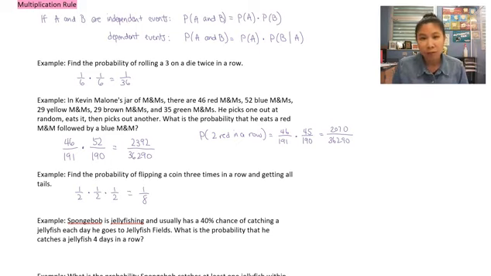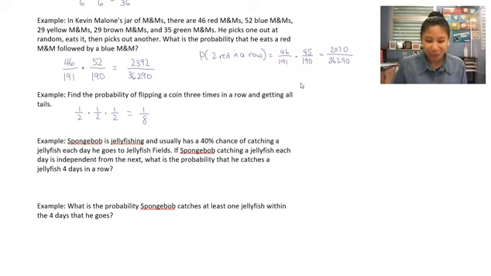Cool. Fun fact, the probability of flipping a coin 3 times and landing on anything is still 1/8. Like heads, heads, tails is still 1/8. Tails, tails, heads is still 1/8. Heads, heads, heads is still 1/8. Fun fact. So next, I want to do an example about SpongeBob.